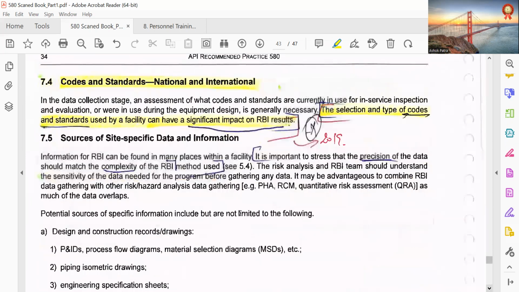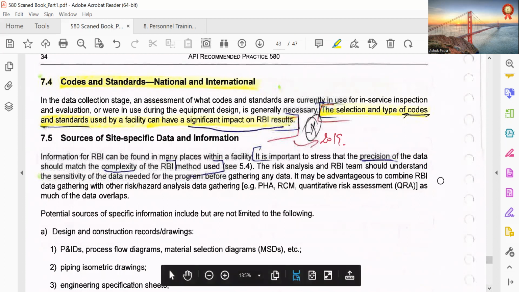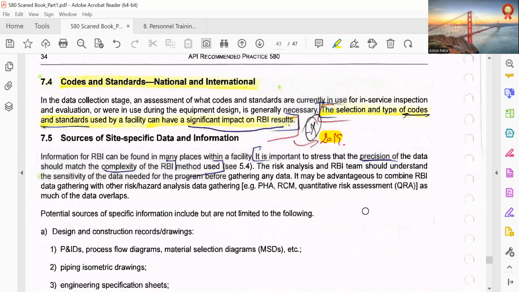Codes and standards, national and international. The selection and types of codes and standards used by a facility can have a significant impact on RBI results. Sources and site-specific data information. It is important to stress that the precision of data should match the complexity of the RBI method used.